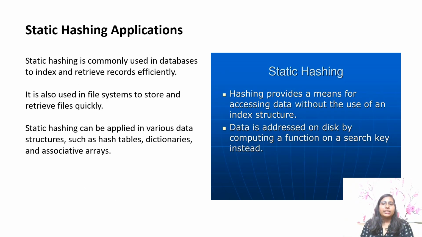Static hashing applications. Static hashing is commonly used in databases to index and retrieve records efficiently. It is also used in file systems to store and retrieve files quickly. Static hashing can be applied in various data structures such as hash tables, dictionaries, and associative arrays. Hashing provides a means for accessing data without the use of an index structure. Data is addressed on disk by computing a function on a search key instead.